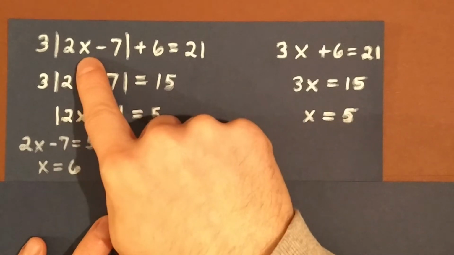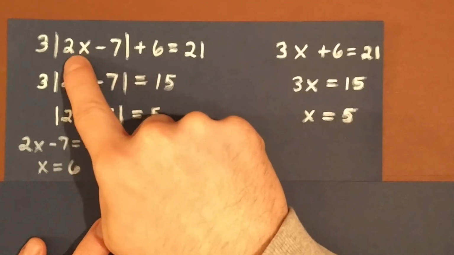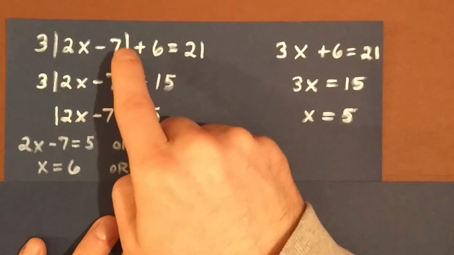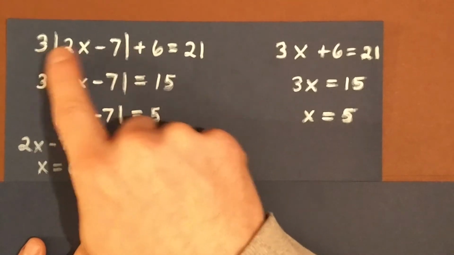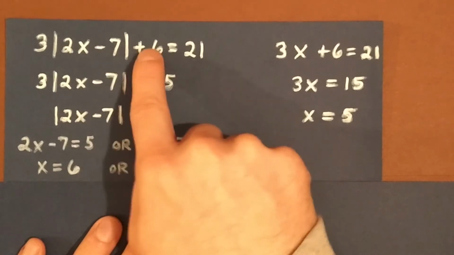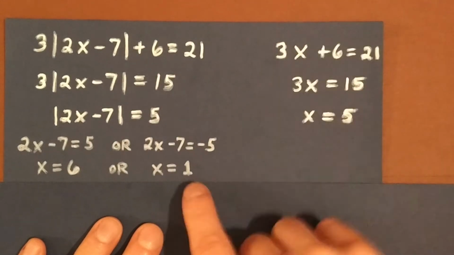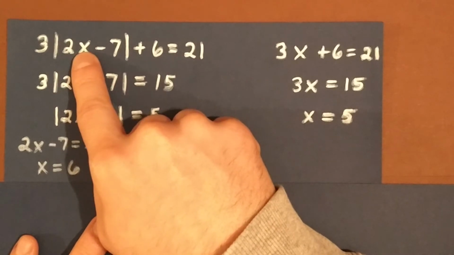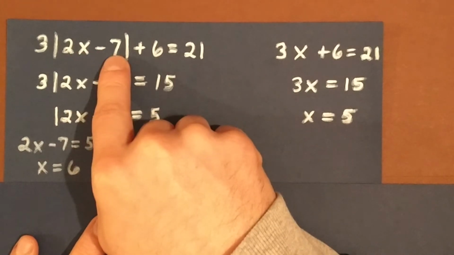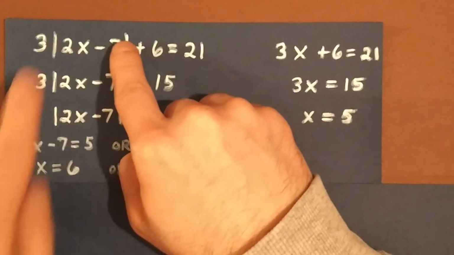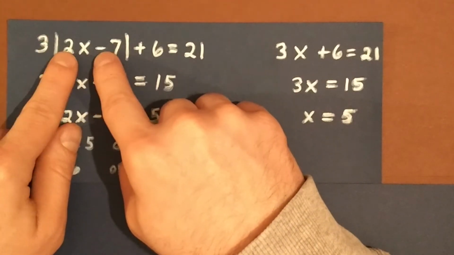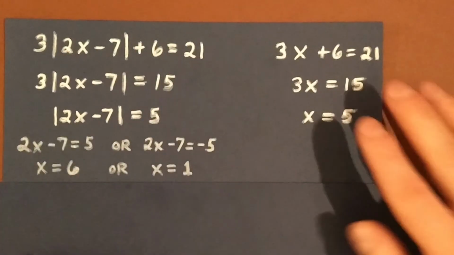If x equals 6, then here we get 2 times 6, 12, minus 7 is 5. Absolute value of 5 is 5. 3 times 5 is 15, plus 6 equals 21. We can check 1, put 1 in for x. 2 times 1 is 2. 2 minus 7 is negative 5. But then the absolute value of negative 5 is 5. 3 times 5 is 15, plus 6 is 21.